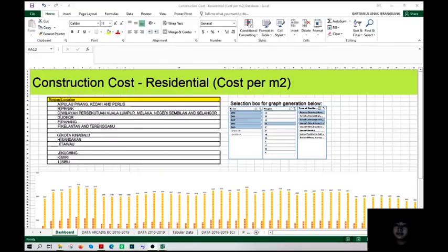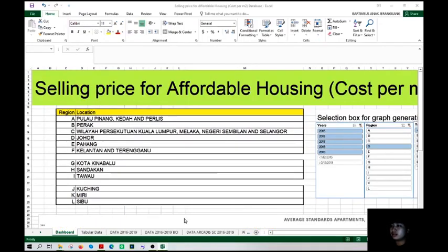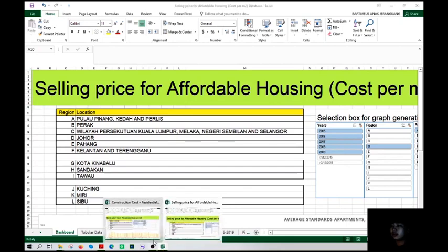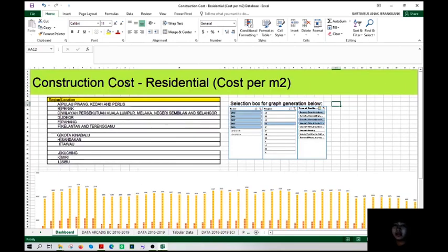Thank you. My name is Batin Sanat Chilangkan. I will explain to you about the cost database. The cost databases that we made are construction cost for residential and the selling price for affordable housing. I will explain only one because both database functions are the same.